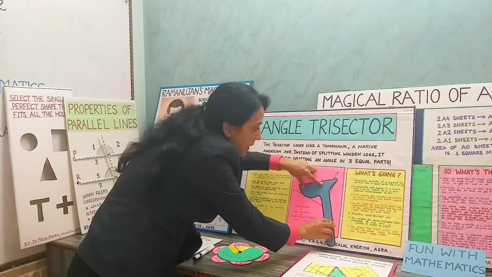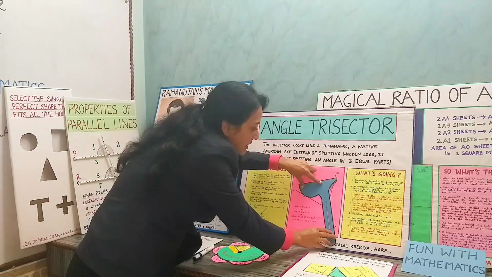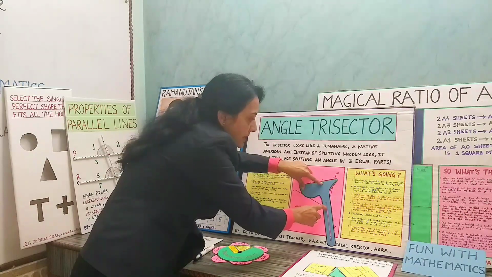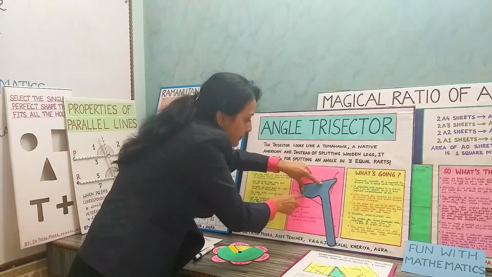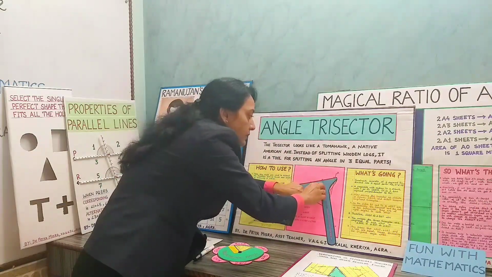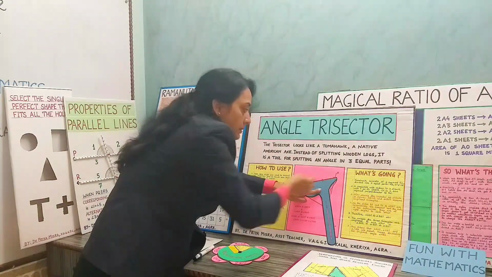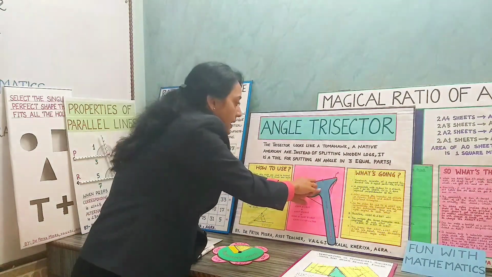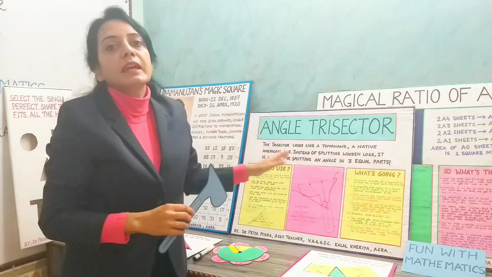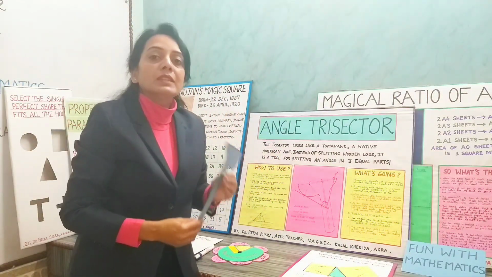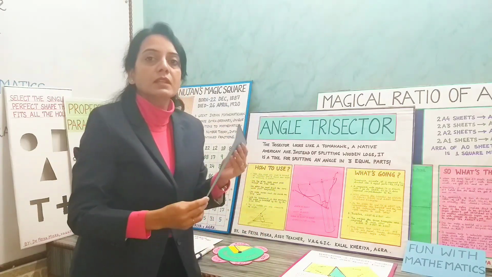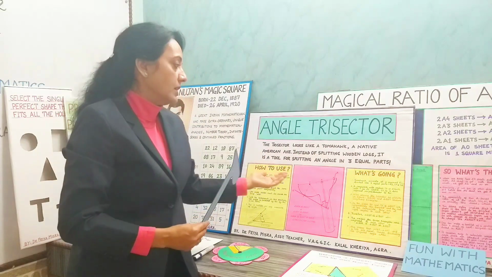So when we keep our angle trisector just like this, I have the vertex here, one side is here, and this side is a tangent to this part. Then we can make marks on these holes, and when we join these marks to the vertex, the angle gets trisected. Without any difficulty, without using a compass, simply by keeping it in a proper way, we can trisect an angle.